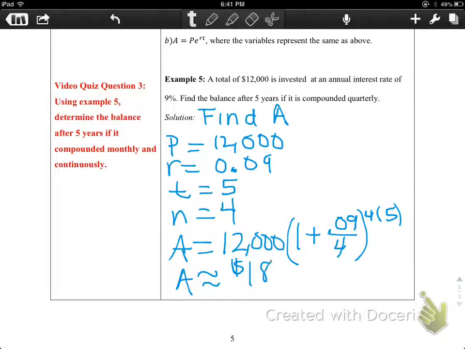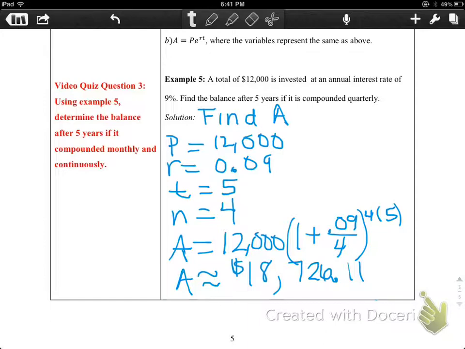And so once you do that and check my answer, you should get $18,726.11. They won't let me write the 11 cents. Okay, so check my work, and you should get the same answer. If not, then you can let me know.